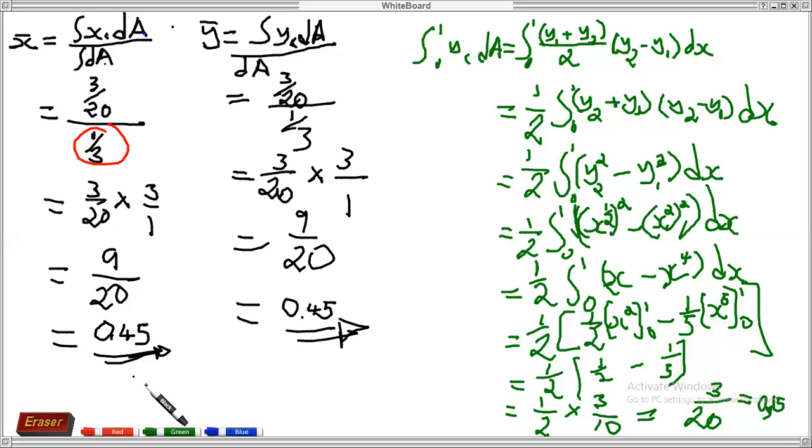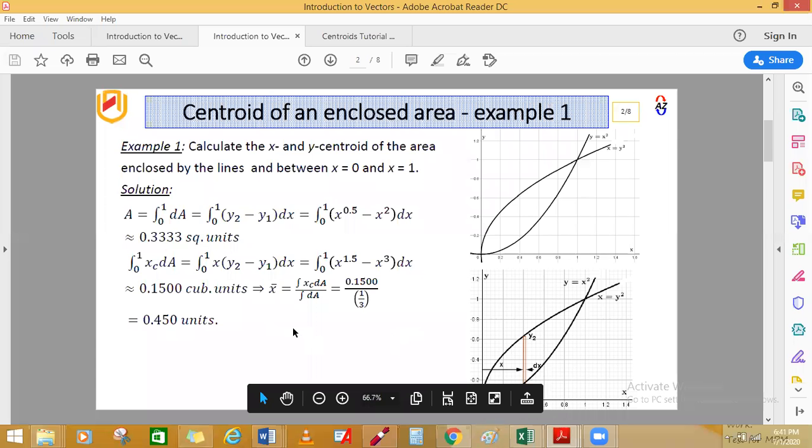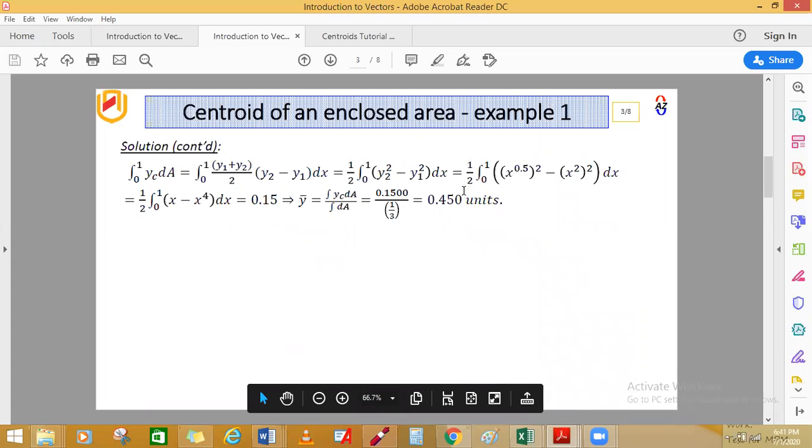So your coordinate in this case, x in terms of x bar and y bar, will be 0.45, 0.45. Because remember, these are coordinates that we are trying to find here. Coordinates for the center of gravity. Okay, let's see what we found. This one is for x and for y. Yeah, you see, we also got 0.45 units.